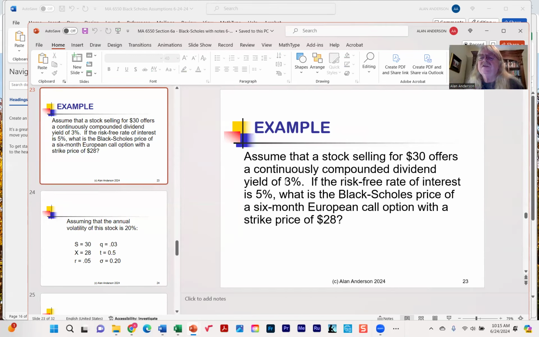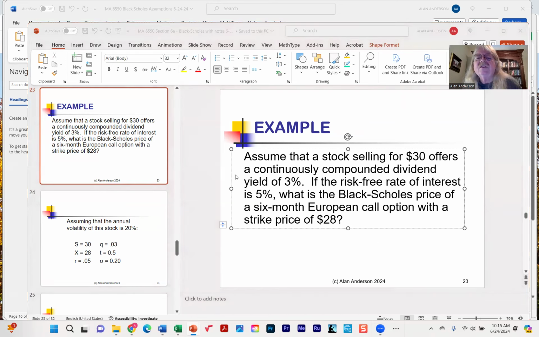I mean, even though dividends are typically paid quarterly, there's nothing to stop us from taking a quarterly dividend yield and turning it into the equivalent continuously compounded yield for this model. So we're not really doing anything outrageous here by assuming a continuously compounded rate of return. All right. Anyway, it's a bit of a stretch, a little, but it works.